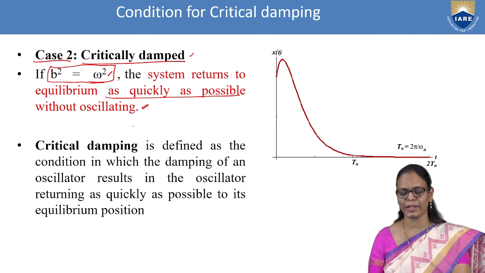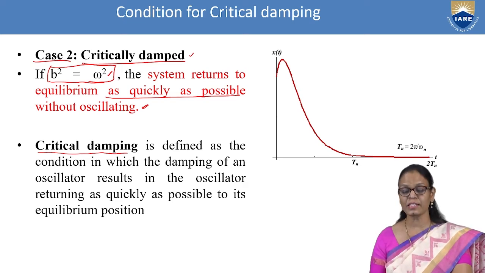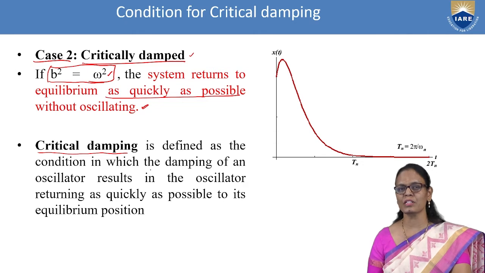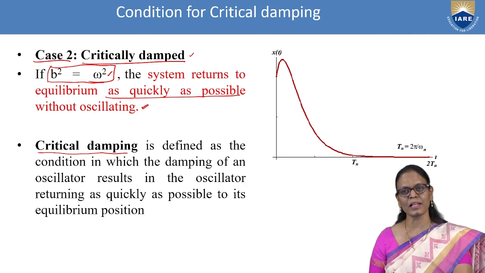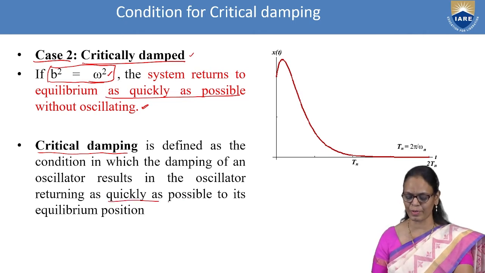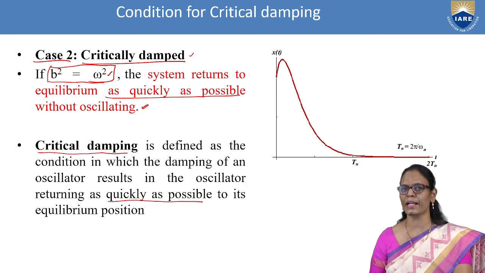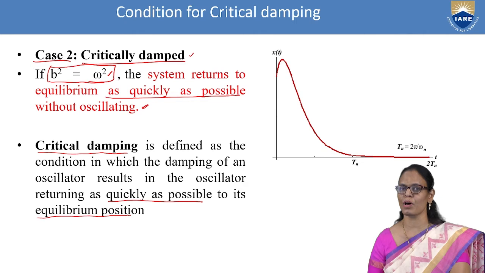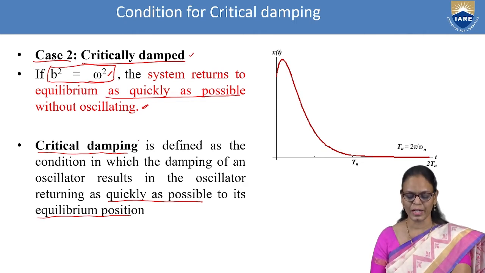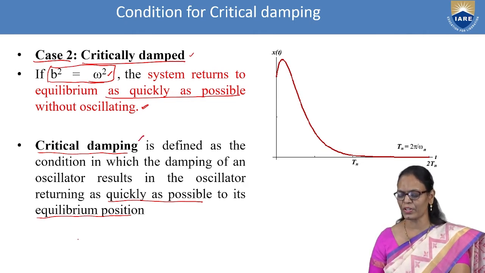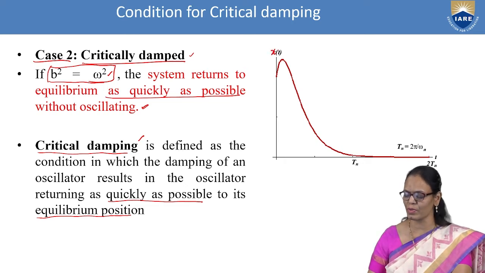So how are we going to define this critical damping? If you are asked to define what is critical damping, it is defined as the condition in which the damping of an oscillator results in the oscillator returning as quickly as possible to its equilibrium position. That is the key phrase here in critical damping. If you see the graph here where we are plotting distance versus time, what is happening is it comes to rest very quickly.